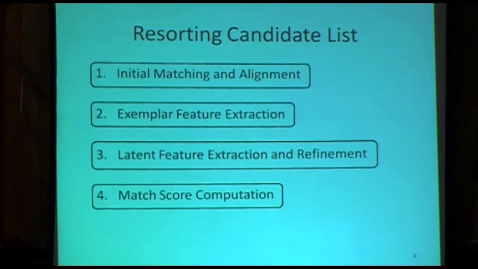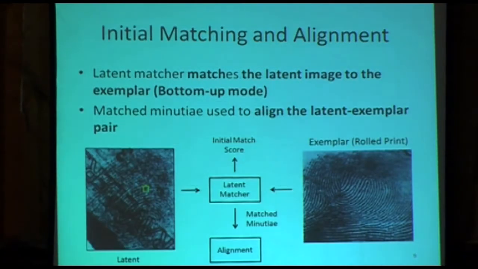There are basically four different steps. These are listed here, and I'll go through them in detail one by one. The first step is called initial matching and alignment. This is essentially matching the latent using a bottom-up latent matcher and generating an initial match score and the matched minutiae. The matched minutiae generated by the latent matcher in the bottom-up mode are used to align the latent and exemplar pair. This is the very first step, very simple.